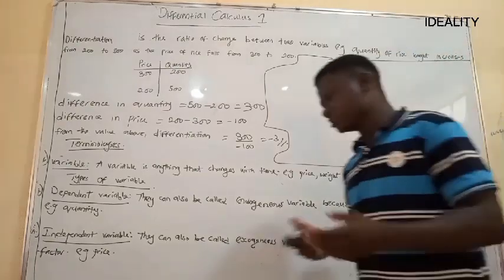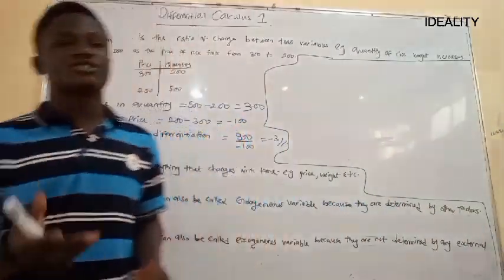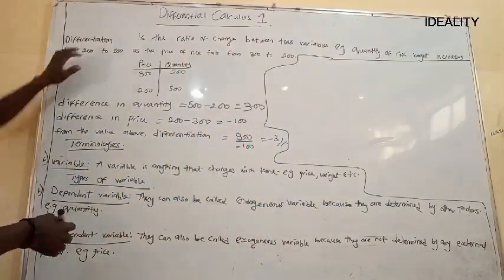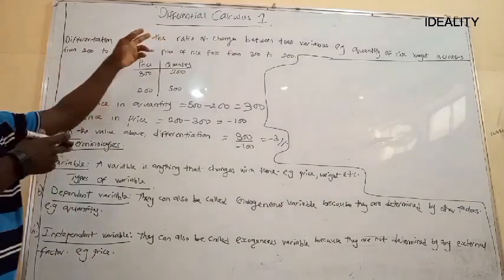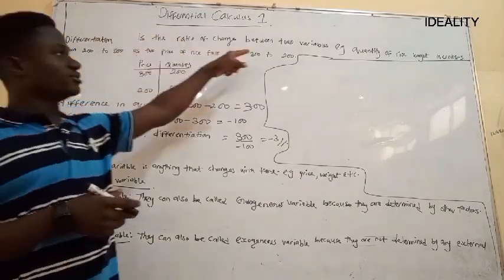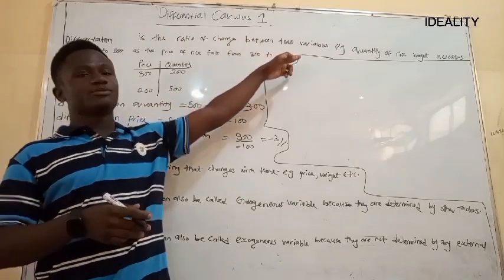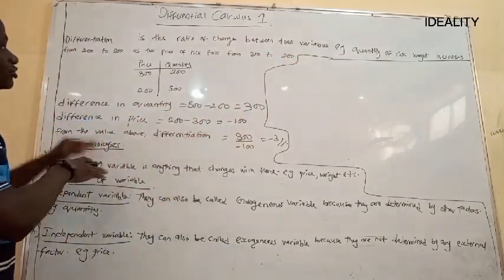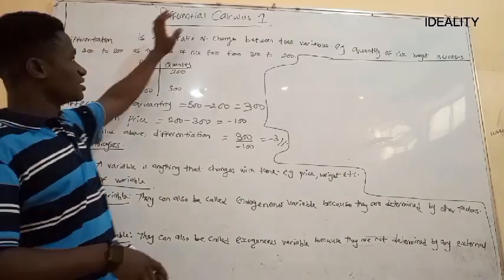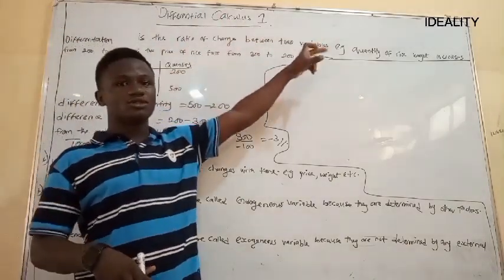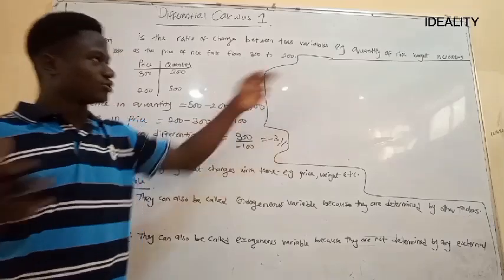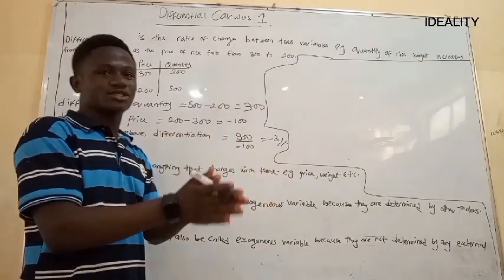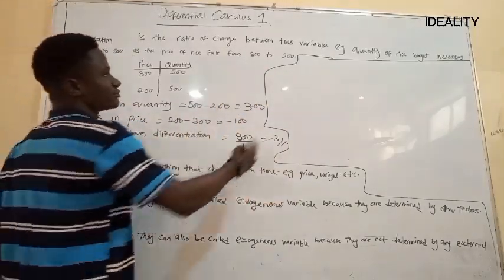Now, firstly, what do you mean by differentiation? You should have heard the word differentiation before. Differentiation is the ratio of change between two variables. We are still coming back to what we mean by variables. But when you say differentiation, it simply means the ratio of change between two variables. Let's expatiate and look at it very well.